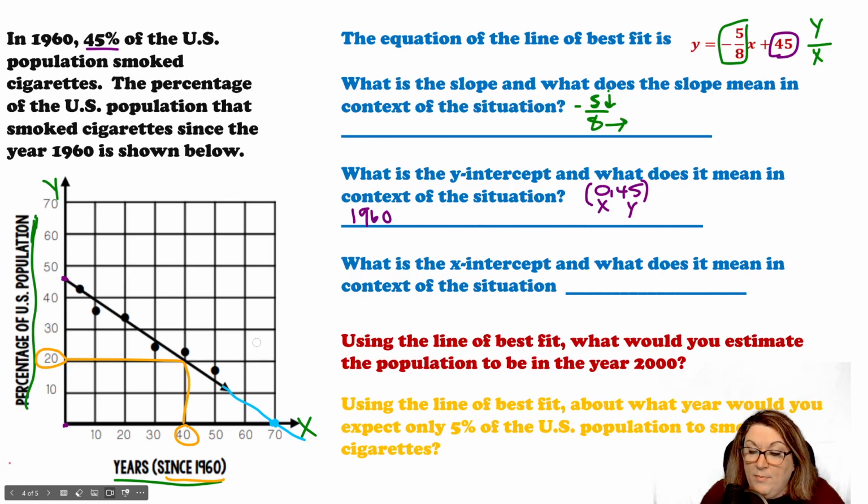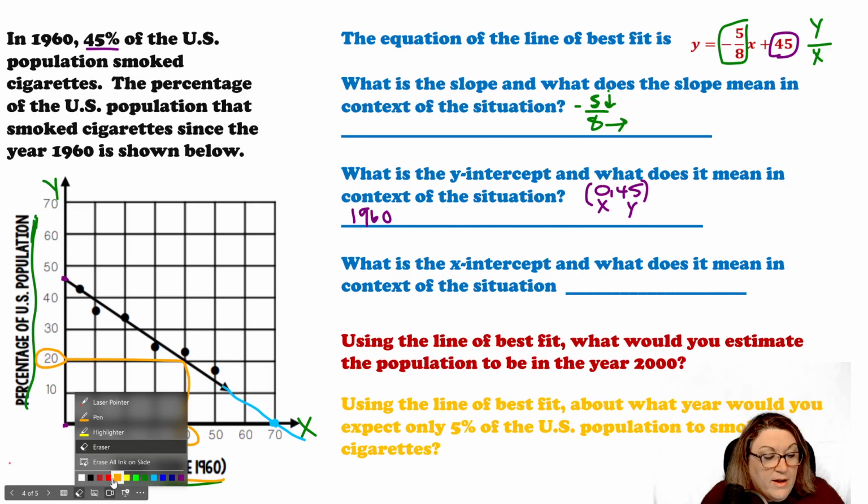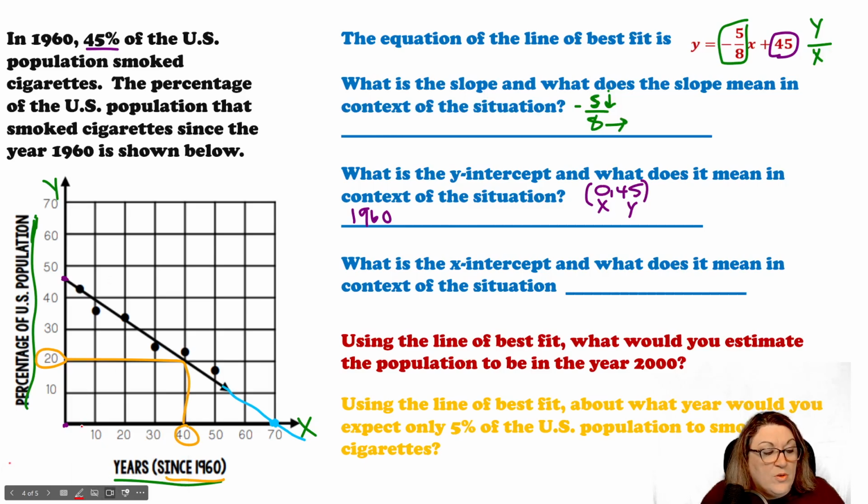Using the line of best fit, what year would you expect only 5% of the U.S. population to smoke cigarettes? 5%. Okay, so now we're still using the line of best fit. Let's put red on the graph. So where's 5%? That's going to be halfway between the 0 here and the 10 right here, right? So 5% would be right in there. If I follow that along till I get to my line of best fit, which is about right here, and then I follow it down, I can expect about 65 years since 1960.